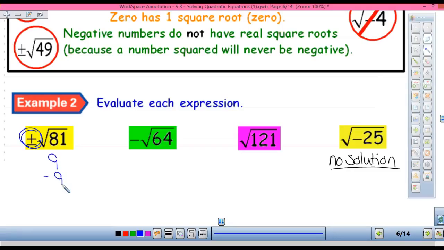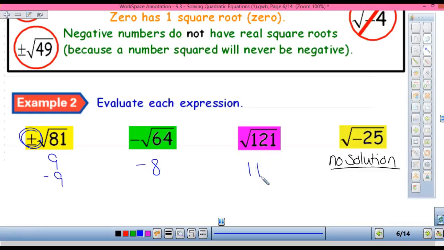Only if it's underneath there. If it's on the outside, it goes along with it. So this means to take the negative of the square root of 64. So what's the square root of 64? 8, and then take the negative of it. So we would have negative 8. And if there's nothing in front of it, it's just going to be positive. So the square root of 121 is 11, so we would just get the regular 11.